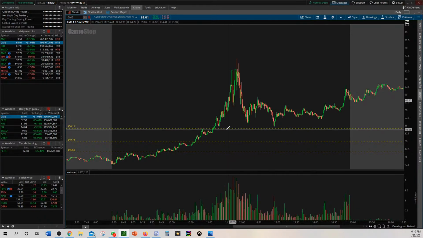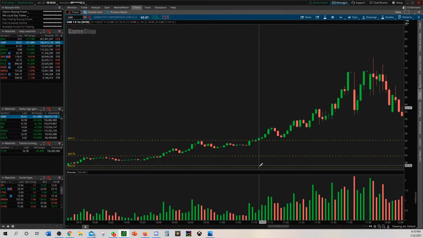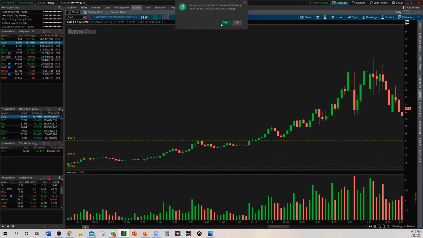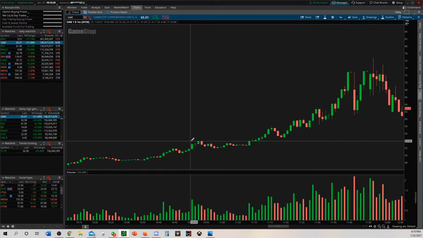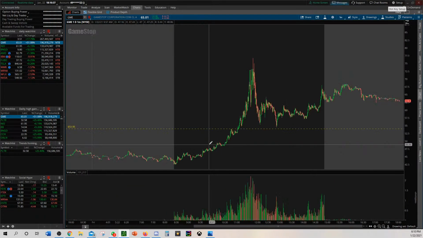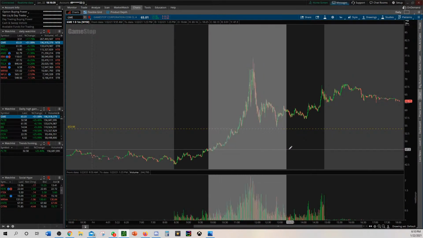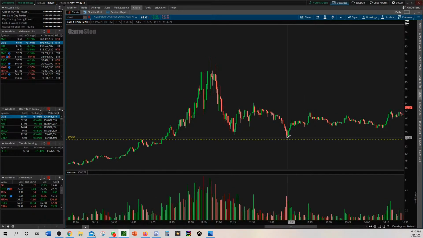Okay, so you see easily, as soon as I zoom in further, I can see that there is support, there is resistance here. So if I double click on it, it automatically will tell me what price the support is. And then I can zoom out, and if you look here, it held support really nicely as well.